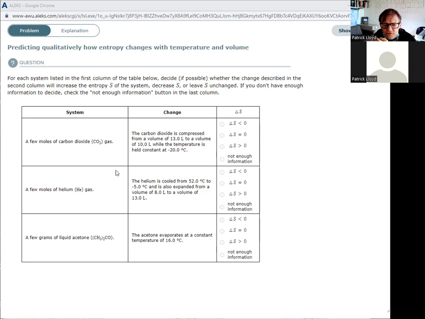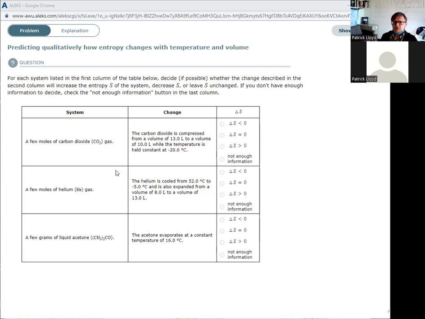The first one is a few moles of carbon dioxide, CO2 gas. So imagine you've got this collection of gas molecules bouncing around in a container. Here's the change. The carbon dioxide is compressed from a volume of 13.0 liters to a volume of 10.0 liters, while the temperature is held constant at negative 20.0 degrees Celsius. And in the third column, we want to determine whether delta S is positive, negative, or we can't tell. I guess the fourth option would be it's equal to 0, no change at all.